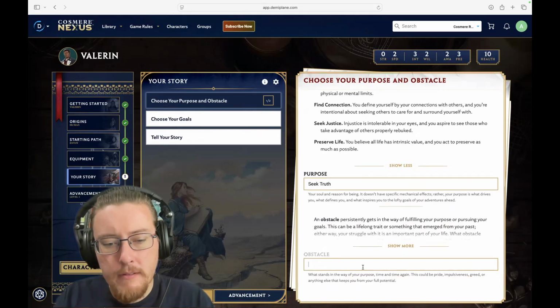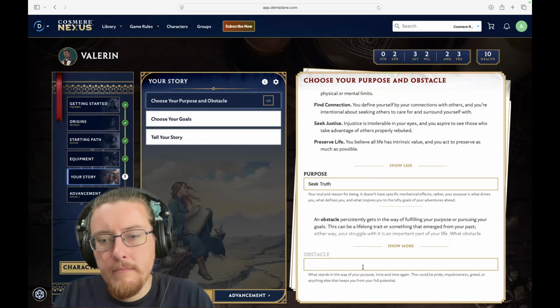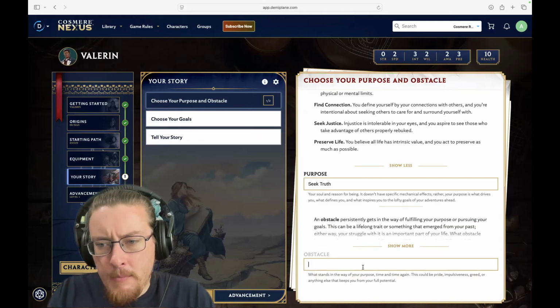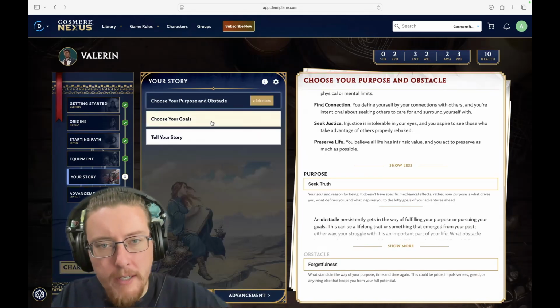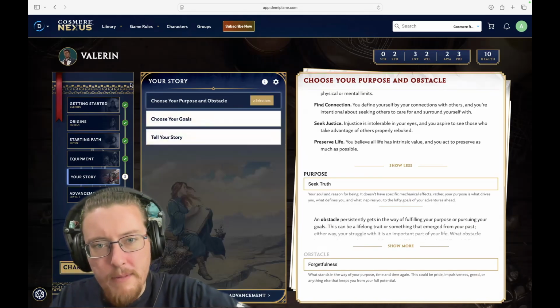And then an obstacle. What stands in the way of my purpose time and time again? Pride, impulsiveness, greed. I'm going to say, this is going to be so dumb, I'm going to say forgetfulness. Those of you with ADHD will understand. Or those with bad memory will understand.